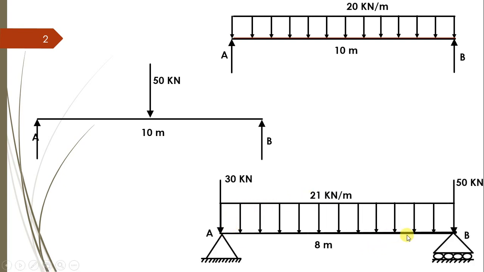Consider a simply supported beam. Here there is a hinge support, here there is a roller support. At one end a 30 kilonewton point load, here 50 kilonewton, and a UDL of 21 kilonewton per meter. The span of the beam is 8 meters. So this is a combination of different types of loads. So how to analyze it again?